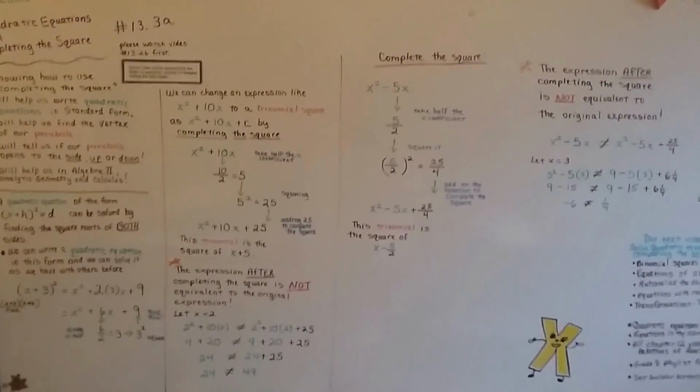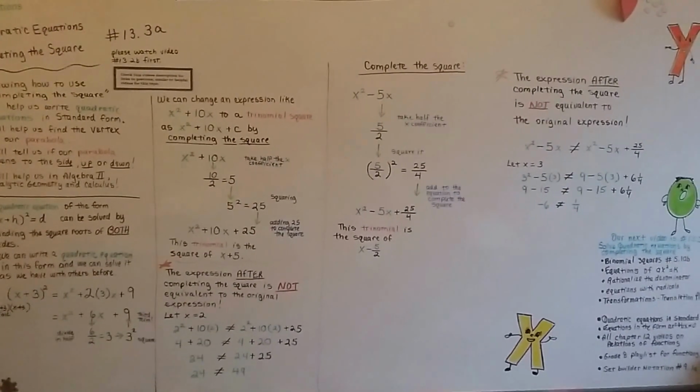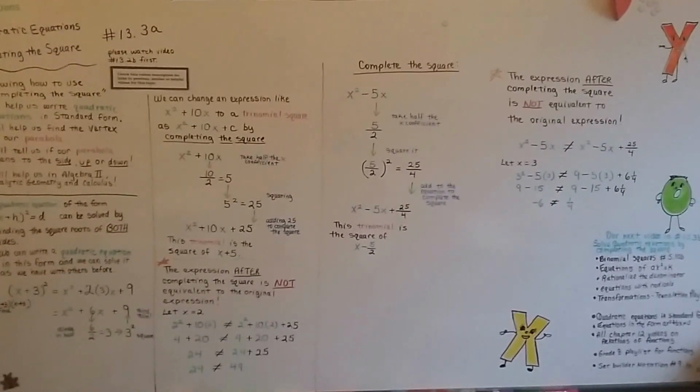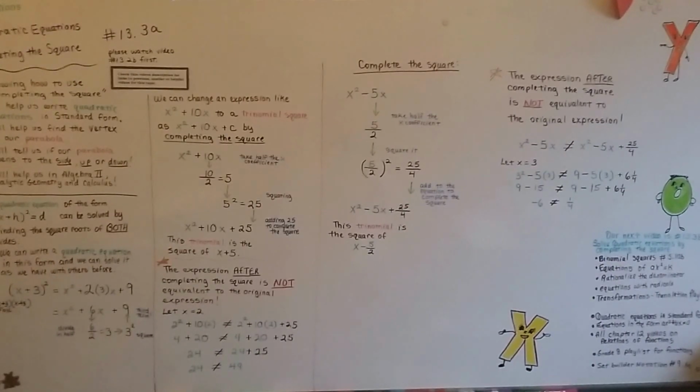So that's how you take a binomial and turn it into a trinomial, all right? You complete the square, all right?